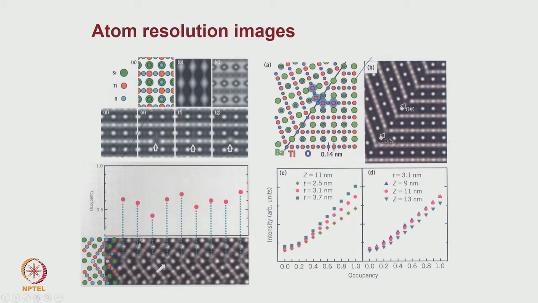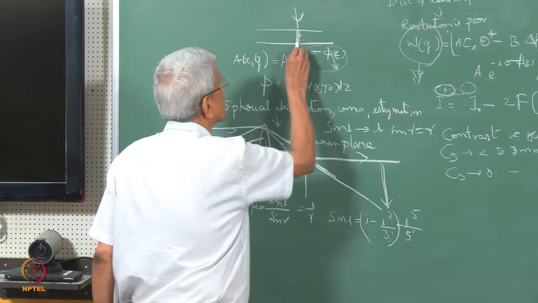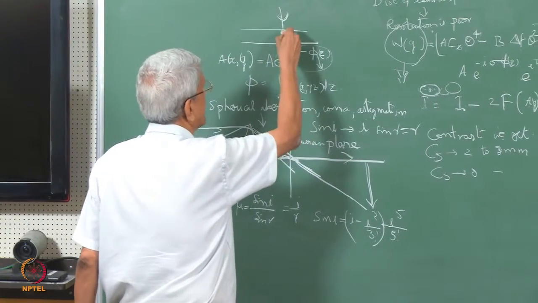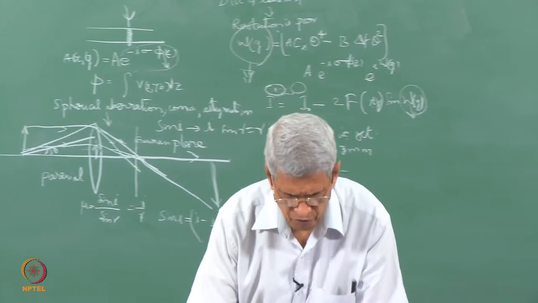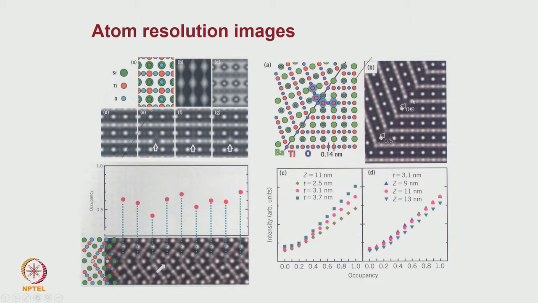Not only that, using this we can find out how many atoms are present along each column as the beam passes through. If some atoms are absent, there will be a variation in the contrast. All this information could be obtained very clearly. In this particular case also we can see the absence of an atom. All these aspects could be imaged, and we can give correct explanations for them.